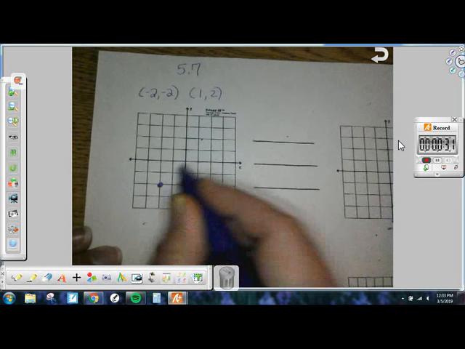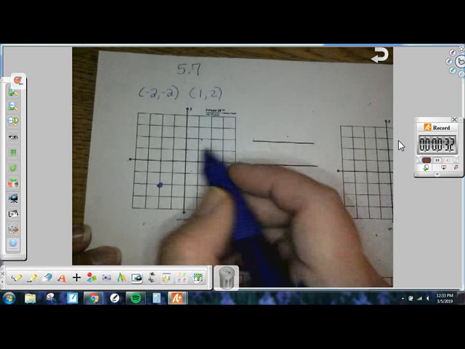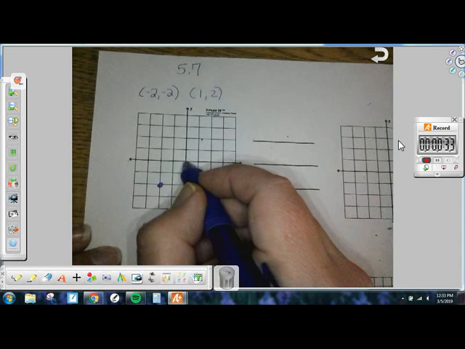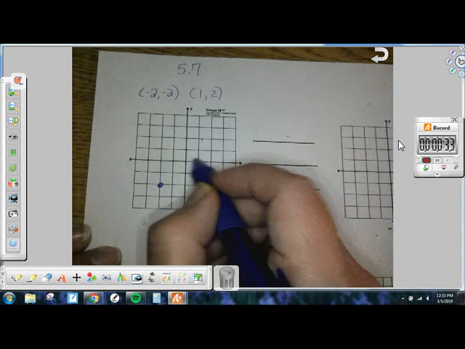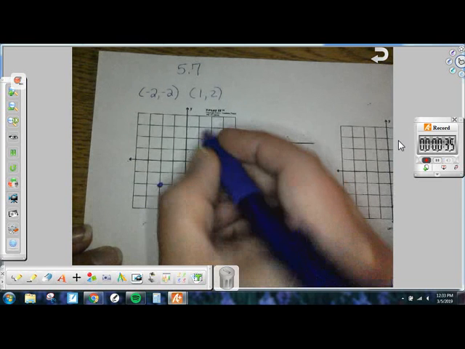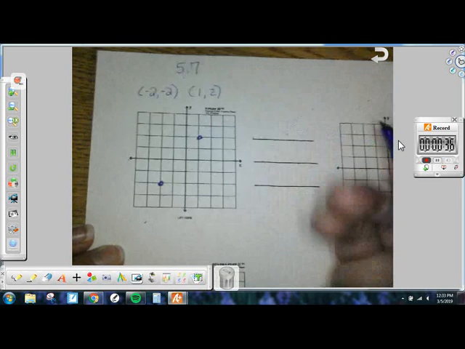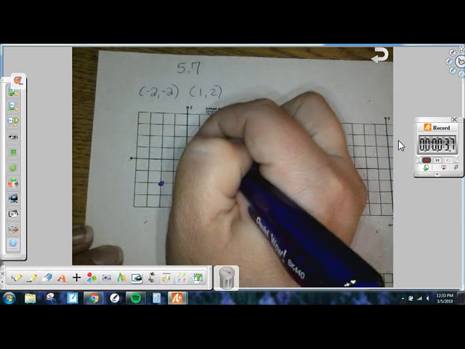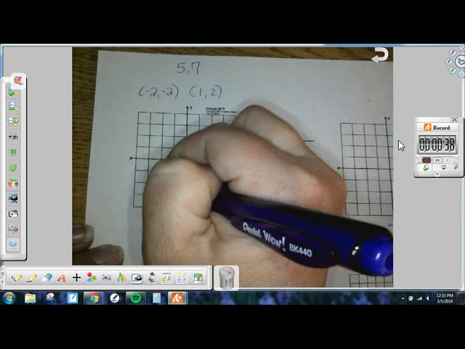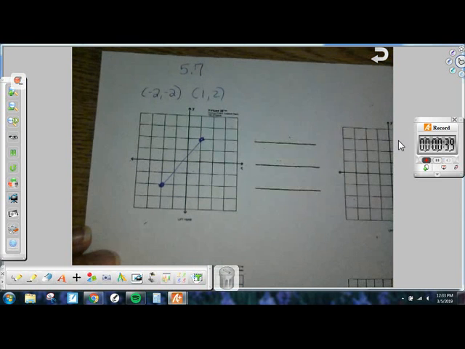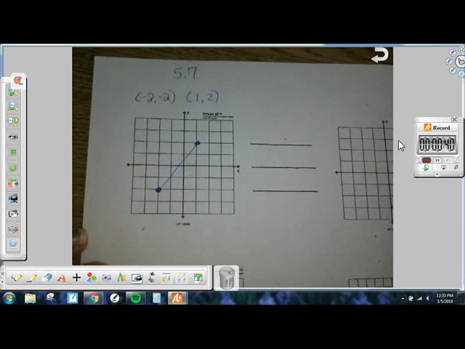So I know 3 squared plus 4 squared will give me c squared. It will give me the diagonal. What is 3 squared plus 4 squared? 25. Good job. 25 equals c squared. What's the square root of 25? 5. So the diagonal, or the distance between these 2 points, is 5 units.